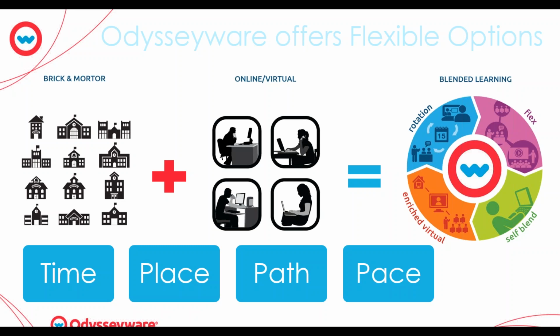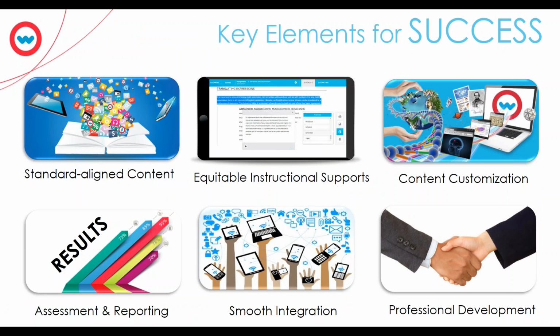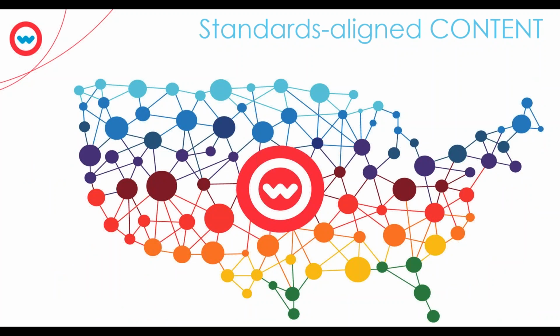Now, the other 6 elements you'll see up here on my screen, and we're going to dive into each of these individually, but these are all key elements to consider for successfully launching a competency-based learning program. The first is, you'll see it up here on the left-hand side, standards-aligned content. So let's begin by talking about that.